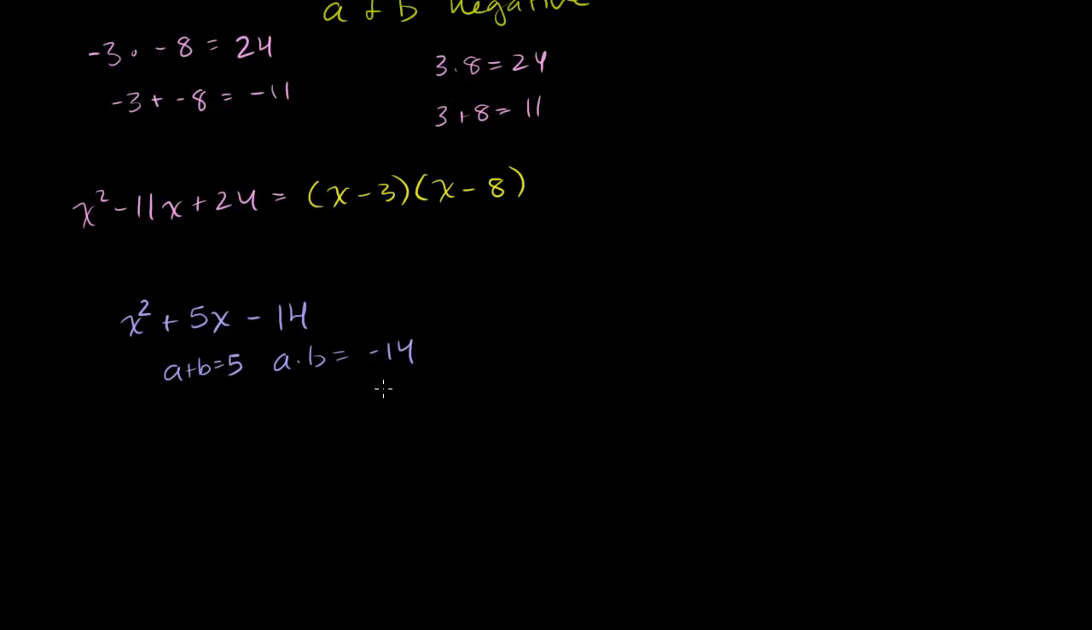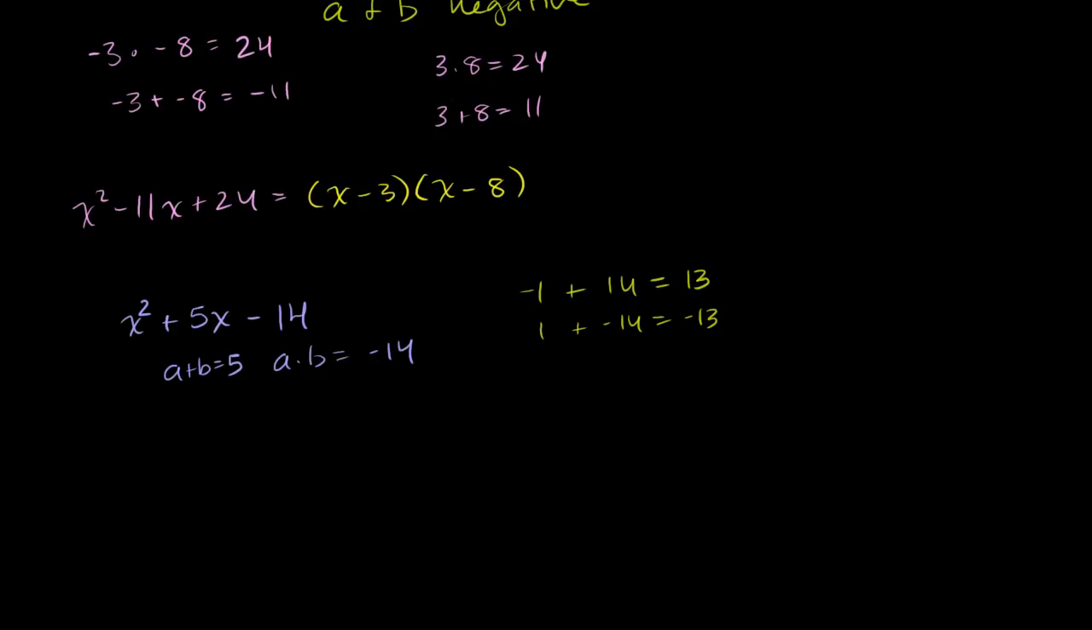So if I take 1 and 14, I'm just going to try out things. Negative 1 plus 14 is 13. So let me write all of the combinations that I could do. And eventually your brain will just zone in on it. So you could have negative 1 plus 14 is equal to 13, and 1 plus negative 14 is equal to negative 13. So those don't work. That doesn't equal 5.